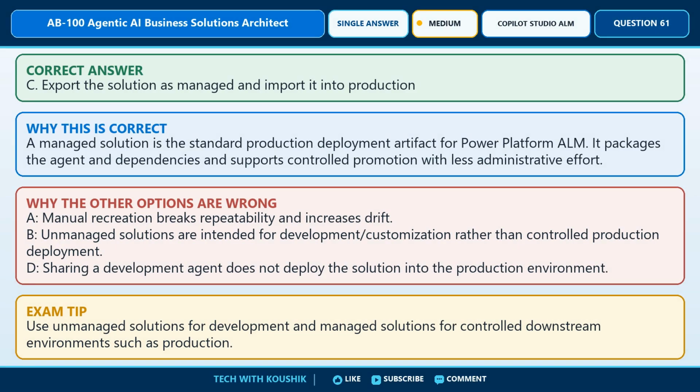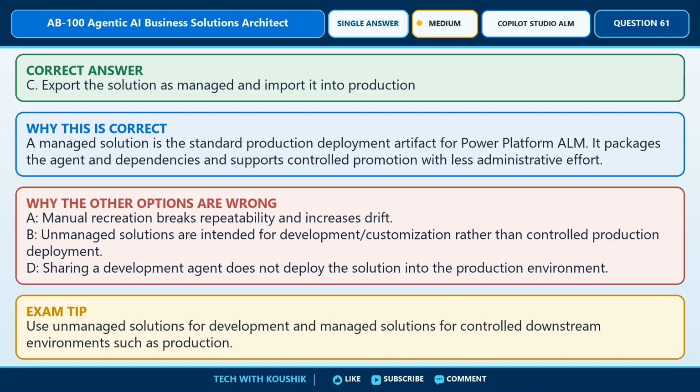The required response is option C. Export the solution as managed and import it into production. The decisive reason is a managed solution is the standard production deployment artifact for Power Platform ALM. It packages the agent and dependencies and supports controlled promotion with less administrative effort.